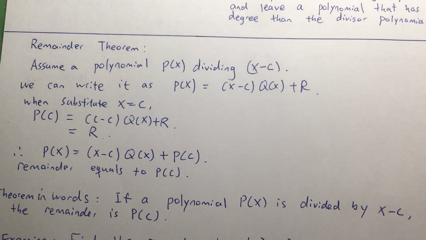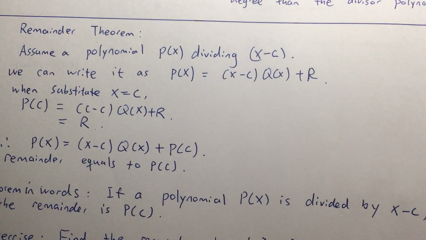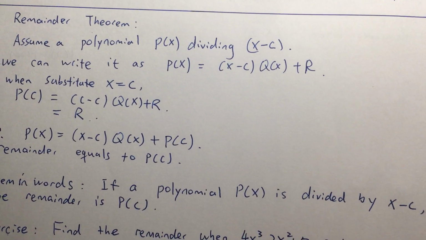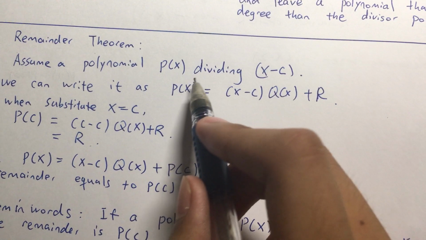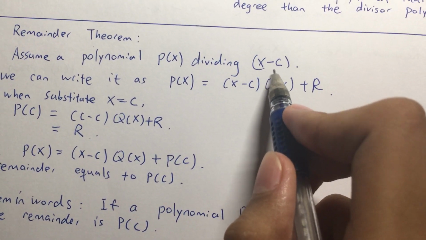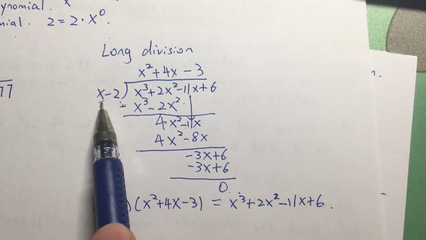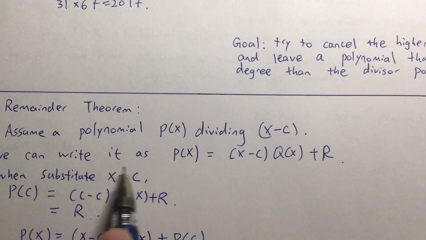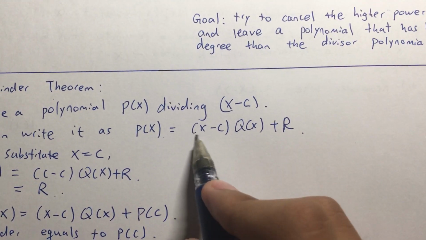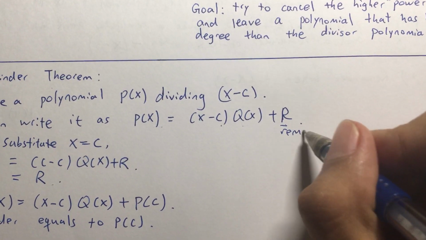And now let's move on to the remainder theorem. This is a very important theorem because you can use the remainder theorem to get the factor theorem. Let's assume a polynomial P(x) that is divided by x minus c. From here, we can see that x squared plus 4x minus 3 times x minus 2 equals that polynomial. And so here we can write that P(x) is equal to x minus c times Q(x) plus r, and the r is just the remainder.